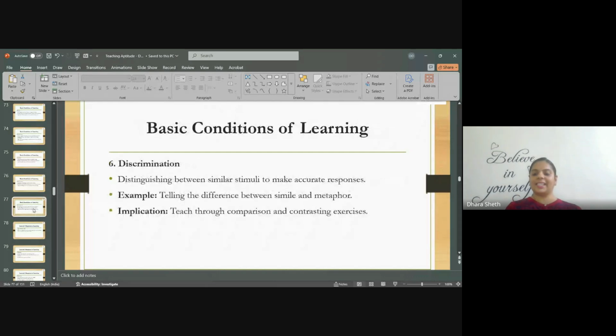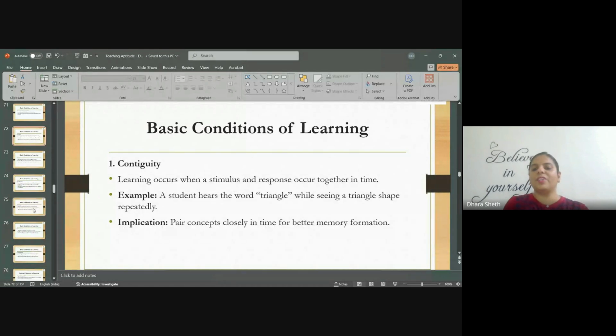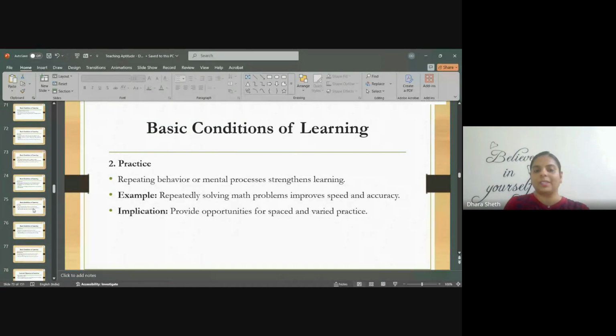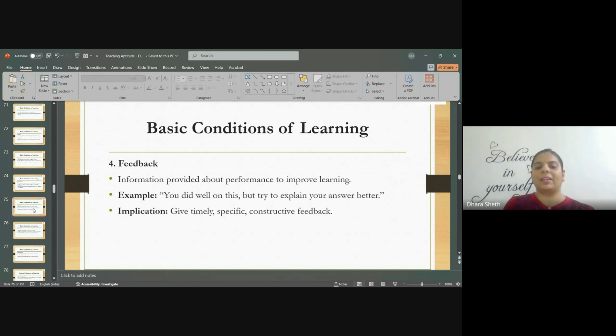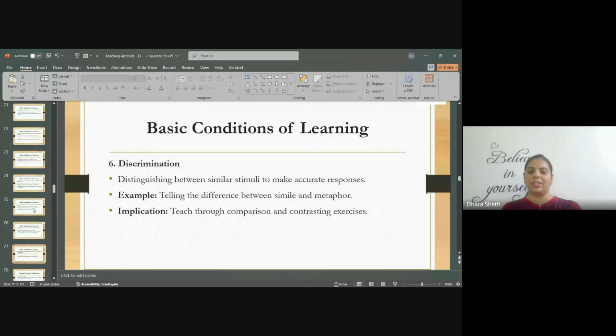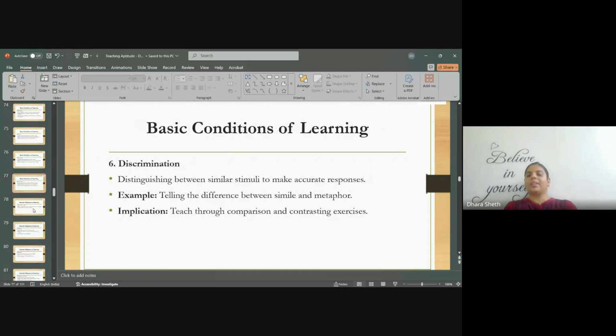So these are 6 conditions of learning. I'll just go through them again. Quick recap. Contiguity, stimulus and response occurs together. Practice again and again to strengthen the learning. Reinforcement, positive reward, negative reward, punishment. Feedback, timely, specific, constructive feedback. Generalization, where learning from one thing can be transferred to another. Discrimination, distinguishing between different things. These are the 6 basic conditions of learning.